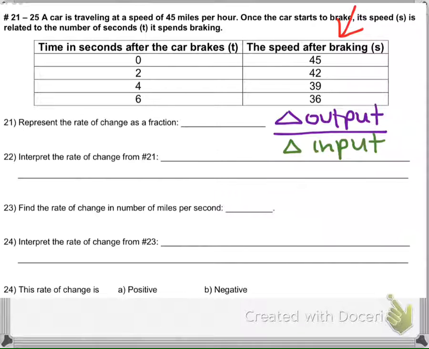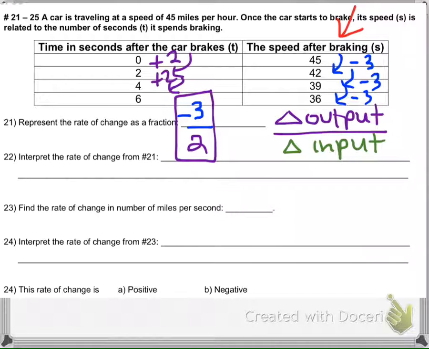So going from 45 miles per hour, it's going to 42. So it's decreasing by 3 every time. So that's how I get the top number. And then over here, it's going up by 2, up by 2 every time. So we have our rate of change, -3/2.